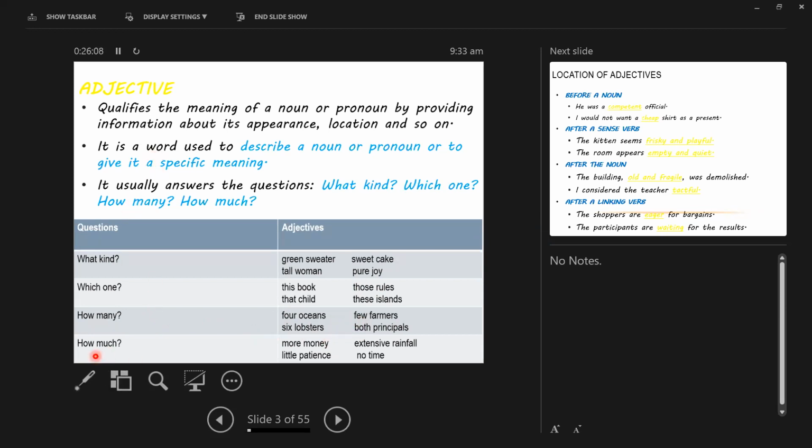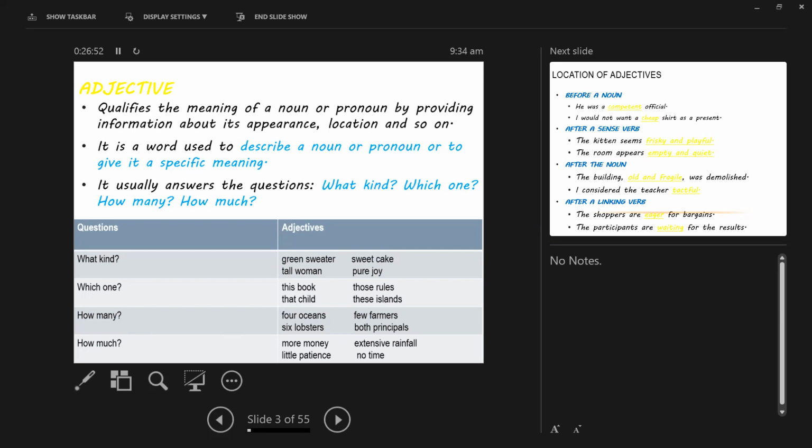And also, it answers the question how much. It's either a specific answer or a non-specific answer. So we have more money, little patience, extensive rainfall, no time. Okay. So again, the adjectives usually answer these 4 questions. What kind is it? Which one is it? How many are there? How much is it? Okay. All right. Any questions so far?